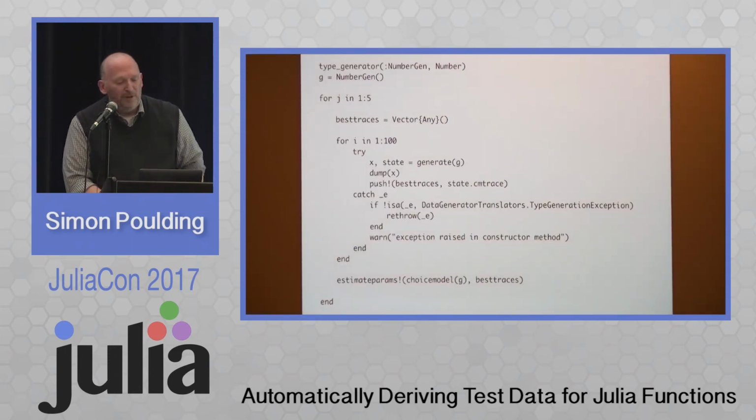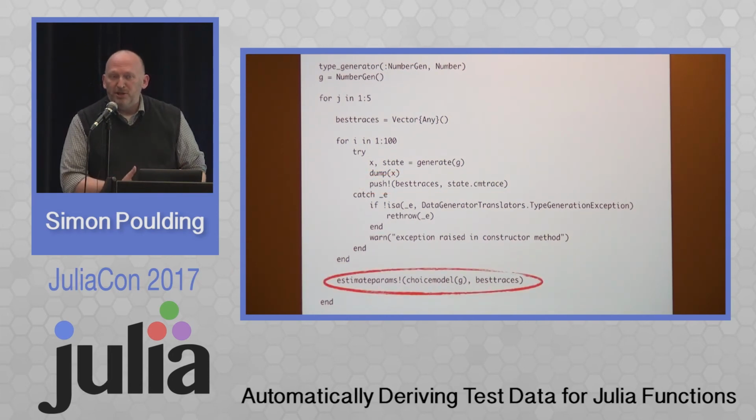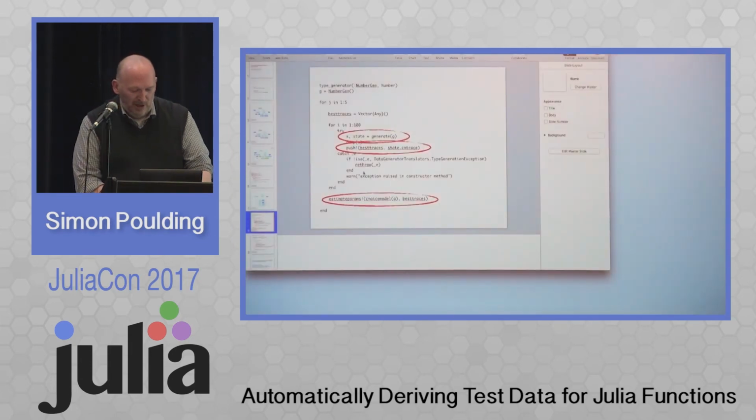In terms of the code to implement that, it's using another feature of the data generators package where we can return the traces, we store the best traces, and then we re-estimate the probability distributions from that. So how does that help us?